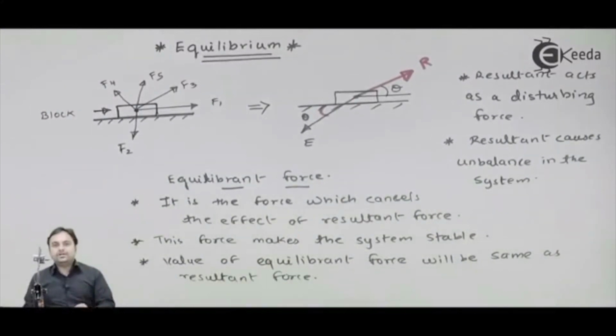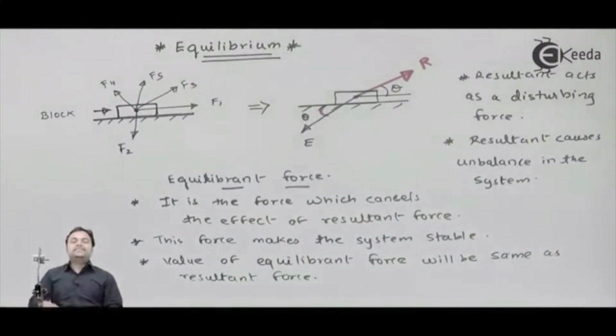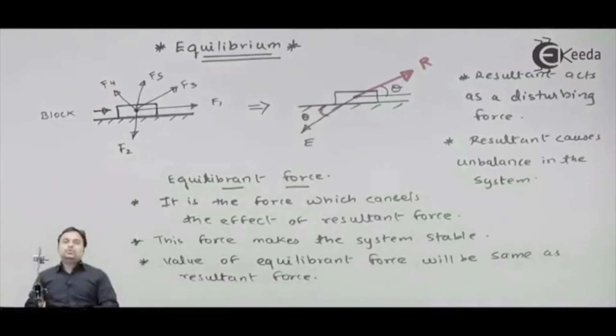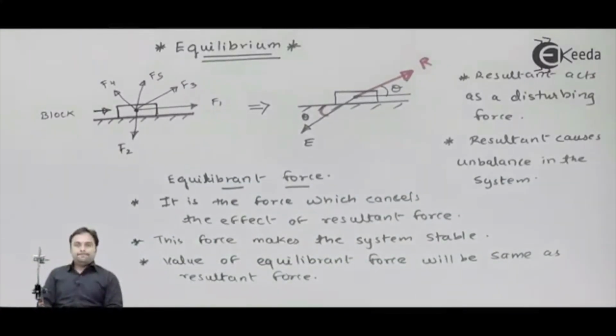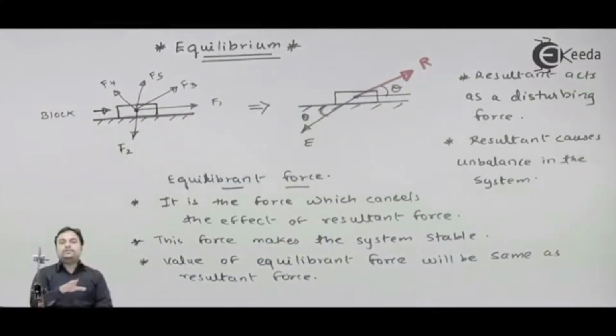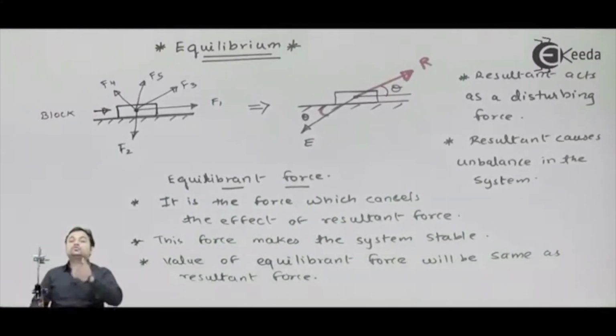It is disturbed because of the resultant, and if a body is stationary, resultant will try to move the body, and if the body is already moving, resultant will try to stop the body. It means resultant acts as a disturbing force which changes the state of rest of a body. And if you want to maintain that state of rest of a body, you require an equilibrium force.